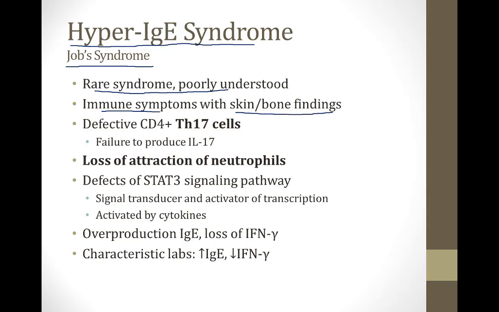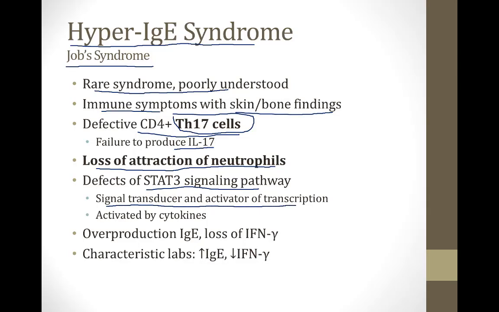The two key cellular abnormalities that you need to know about for hyper-IgE syndrome are defective CD4 positive Th17 cells. Th17 cells are T cells that produce IL-17, and they are abnormal in this condition. A second problem in this condition is the loss of attraction of neutrophils. Neutrophils are normal, but they fail to be attracted to sites of inflammation and infection. At a molecular level, there's a defect in the STAT3 signaling pathway. STAT stands for signal transducer and activator of transcription, and it's a signaling pathway that's activated by cytokines, and it doesn't react appropriately in people who have hyper-IgE syndrome.